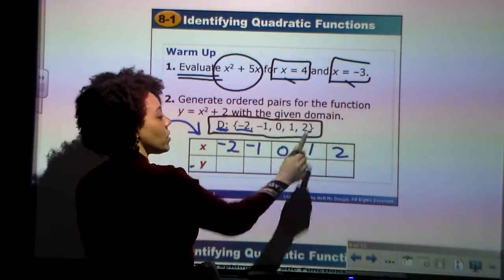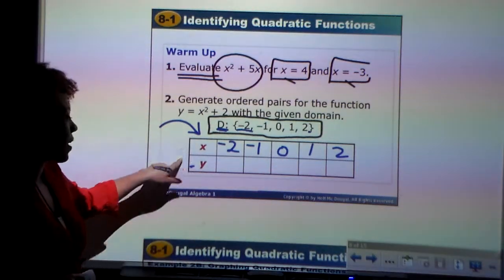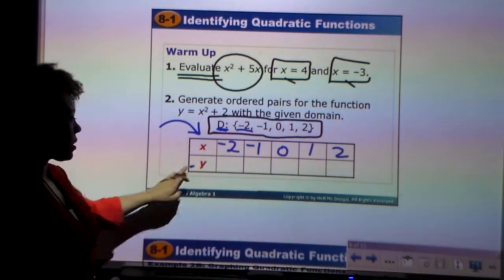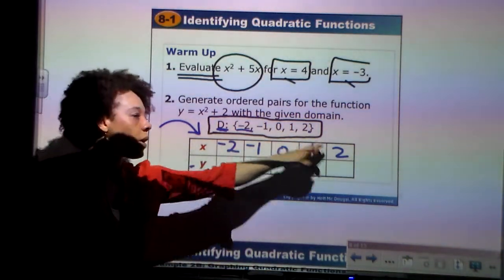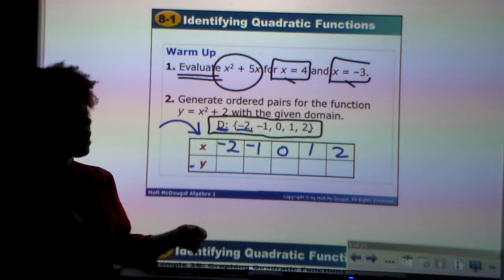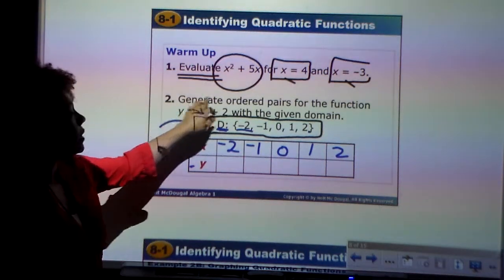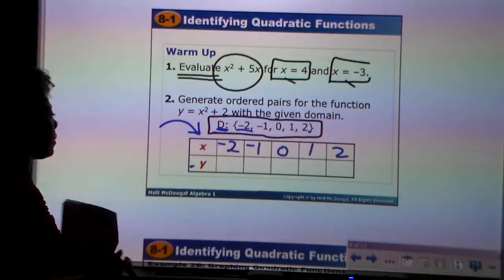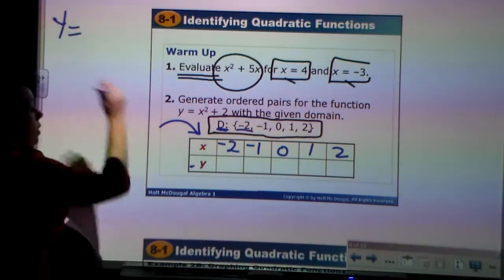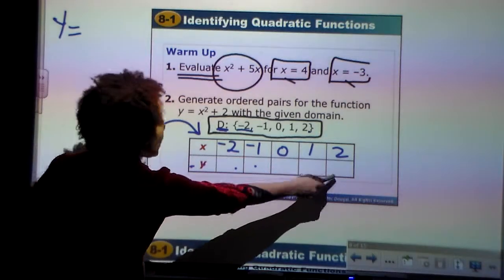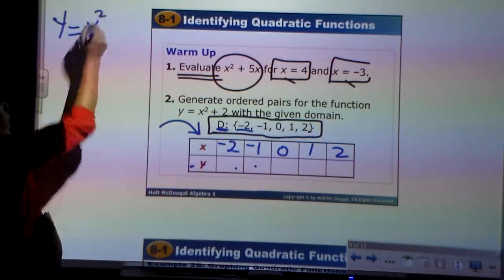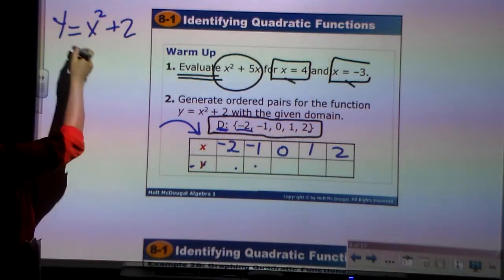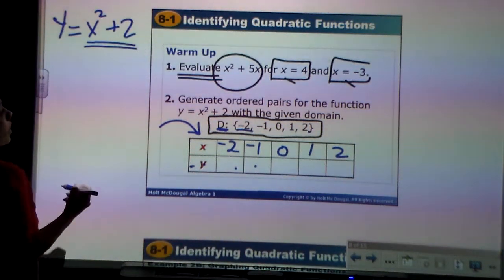Now that they have given me the domain, they're actually wanting me to find y, which would be considered the range, okay? And so how would I find the corresponding y value or range? Well, it says I have to generate them according to this function. And so this function rule here says y equals, and that's what I'm looking for, what does each y equal? x squared plus 2. That's it. So I can remember x squared plus 2.